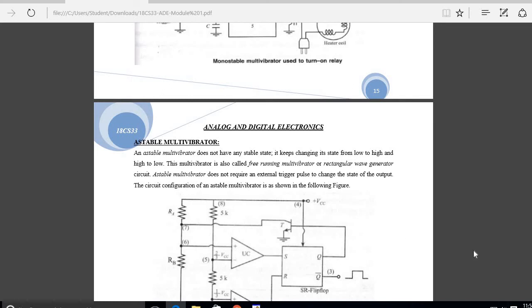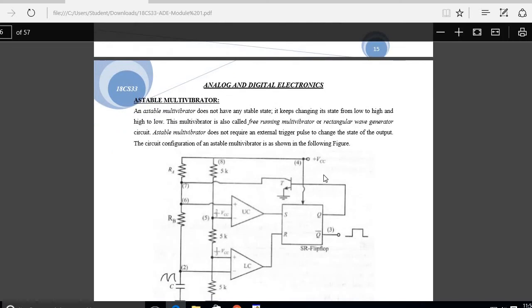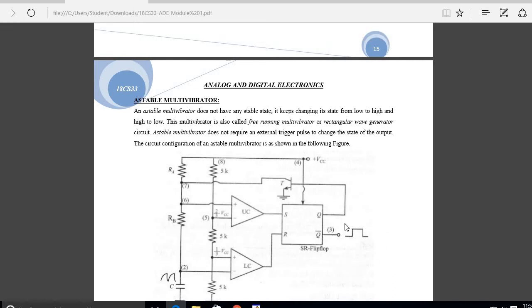This multivibrator is also called a free running multivibrator, or a rectangular wave generator circuit, because the output of this is always a rectangular pulse. For that reason I call it a rectangular wave generator circuit. And this astable multivibrator does not require any external trigger pulse to change the state of its output.